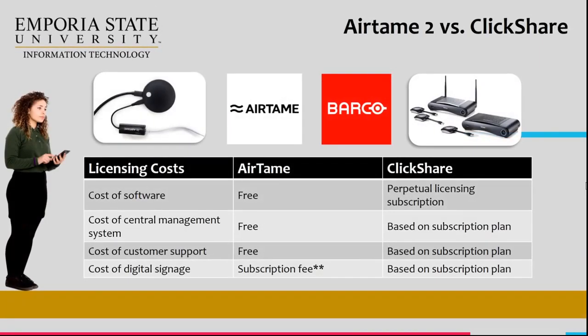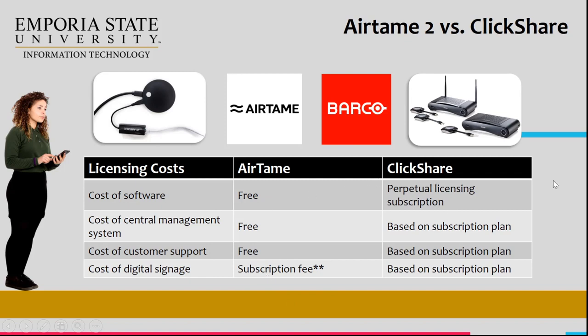Moving along, you'll see here we come to a series of slides that's going to show some of the wireless presentation systems we compared when we were making our selection on what wireless presentation system we were going to use predominantly across our campus. Here you see Airtame 2 versus the Barco ClickShare. You'll notice that there's some licensing cost differences there, where the Airtame has free costs for their software, central management or remote management of their wireless presentation systems, as well as free customer support and different subscription fees for certain digital signage features.